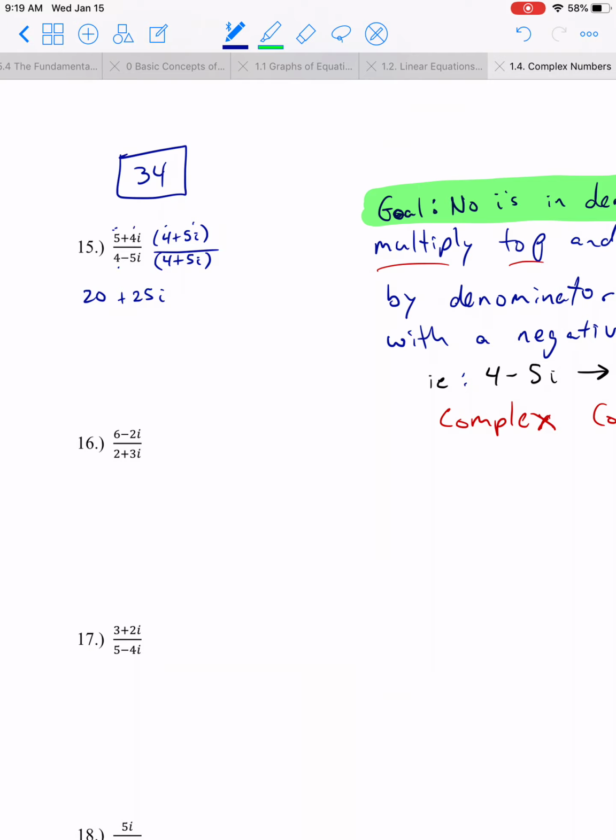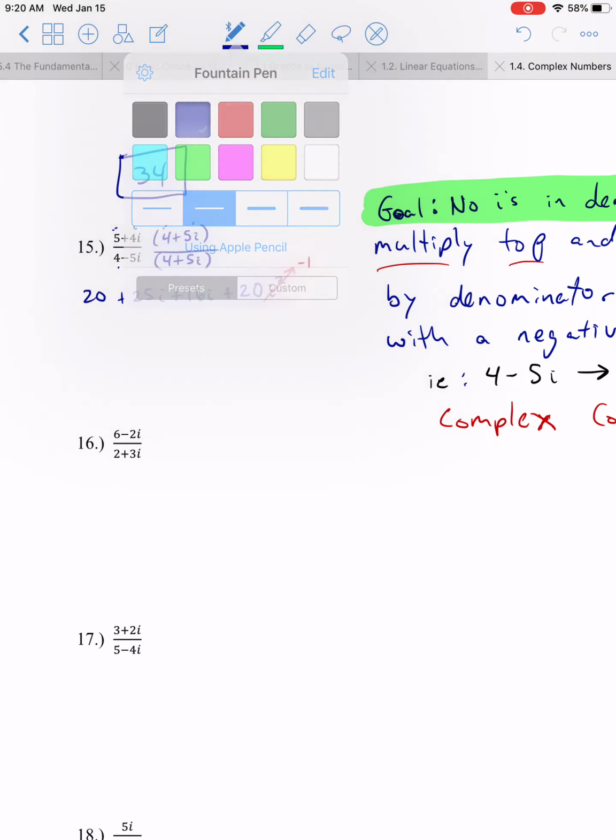Then you do the 4i times 4, and you should get a 16i. And then you have a 4i times the 5i, and that's a plus 20i squared. Remember, that i squared is a negative 1. So instead of a plus 20, we really have a minus 20 there.